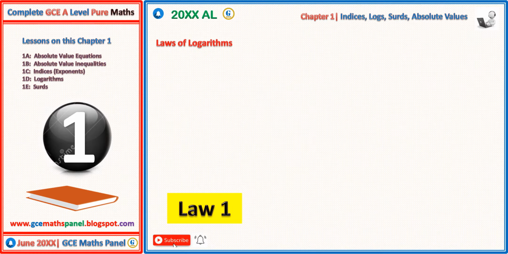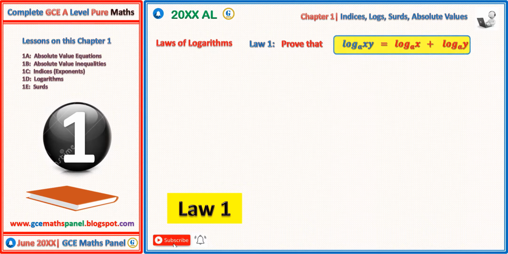We'll start by looking at the laws of logarithms. The first law of logarithms states that log xy base a equals log x base a plus log y base a. To prove this law, we first suppose that x is equal to a to the power m, where a is a positive number, and y is equal to a to the power n.